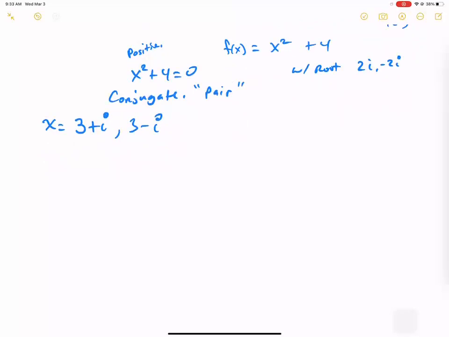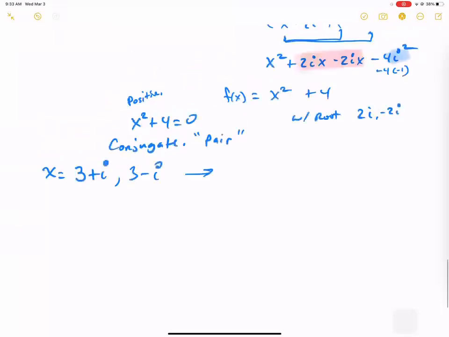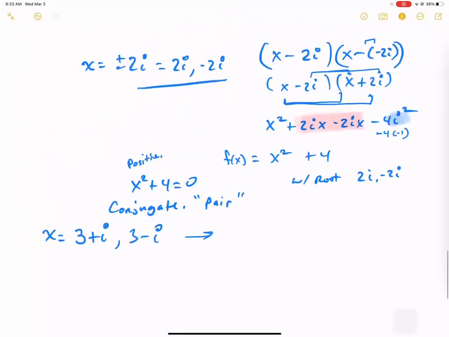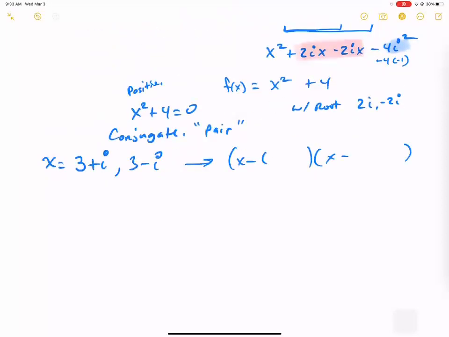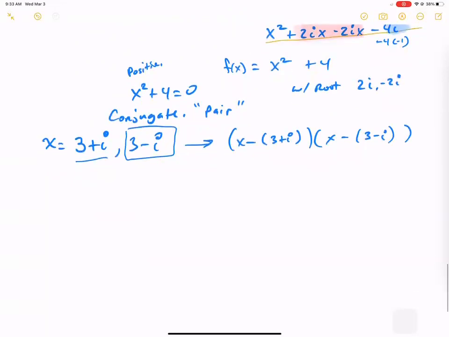Okay, so this is what we're going to do. We're going to do exactly what we did before. We wrote the roots, then we're going to write the factors. It's going to be x minus, and I'm going to give myself some space, the first root 3 plus i, and then the second conjugate is 3 minus i. So take a look here. First things first, they gave us one. We had to come up with a second one ourselves. Once we came up with the second one, I then wrote the two factors in factored form.